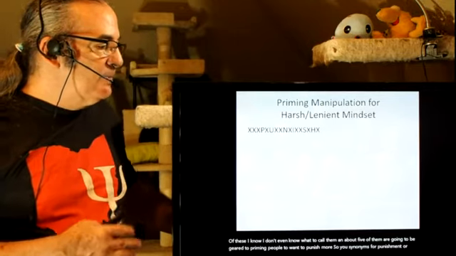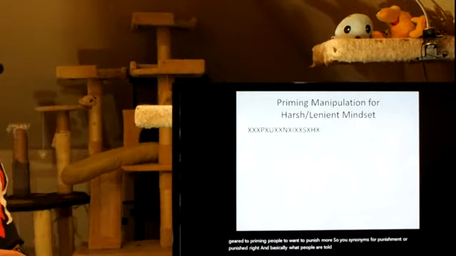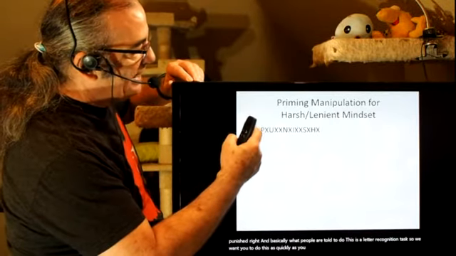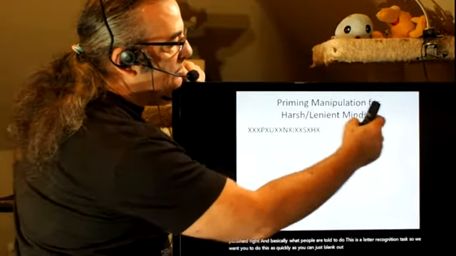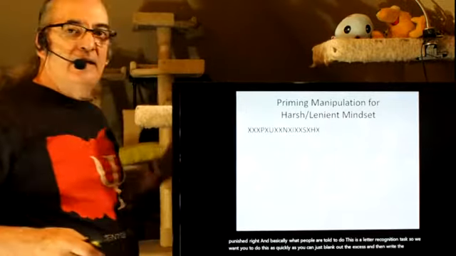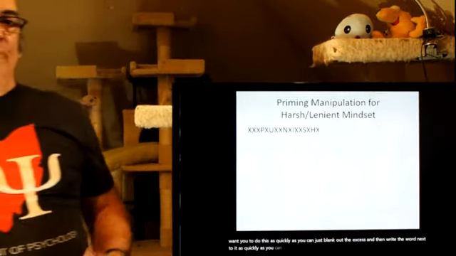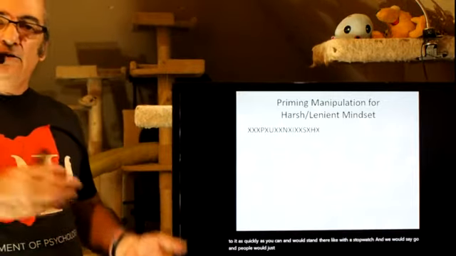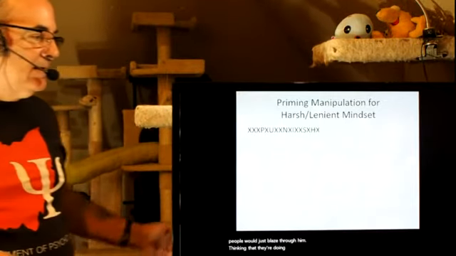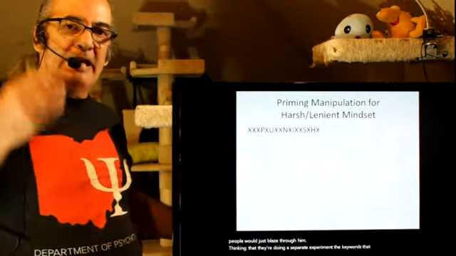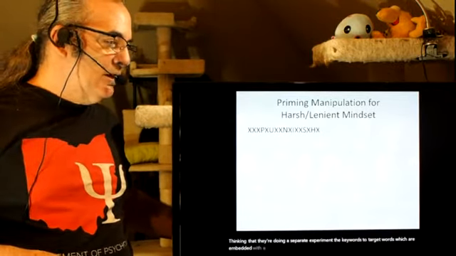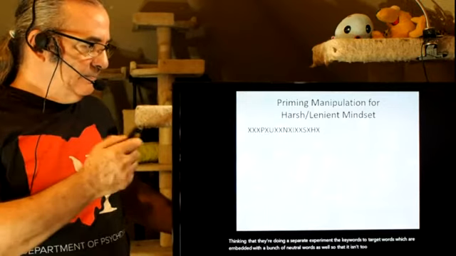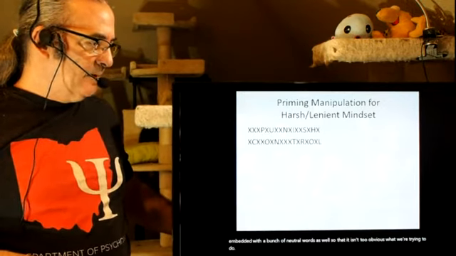And basically what people are told to do, this is a letter recognition task, so we want you to do this as quickly as you can. Just blank out the X's and then write the word next to it as quickly as you can. And we'd stand there with a stopwatch and say go, and people would just blaze through them, thinking that they're doing a separate experiment. The target words are embedded with a bunch of neutral words as well, so that it isn't too obvious what we're trying to do. Punish. What's the second word?